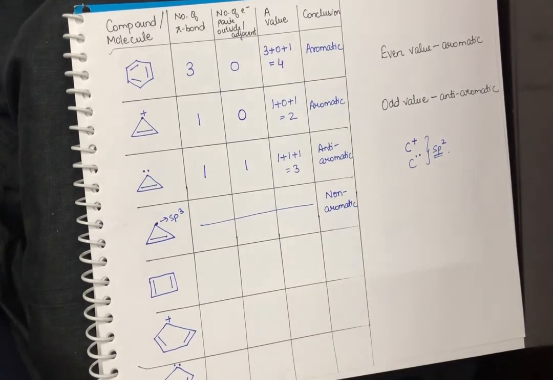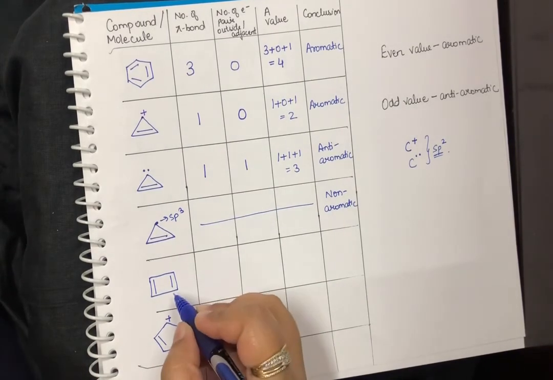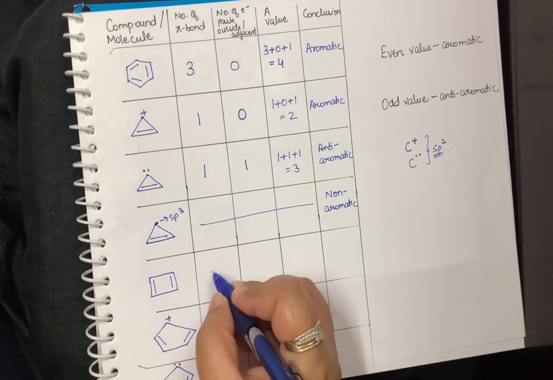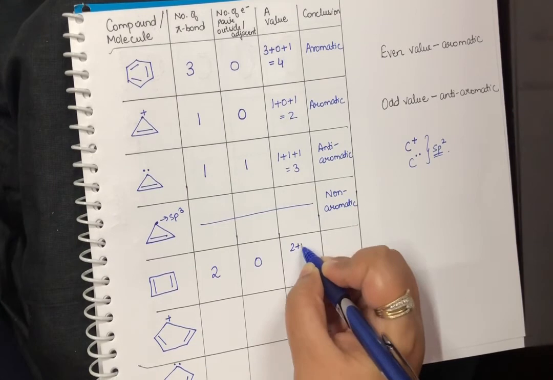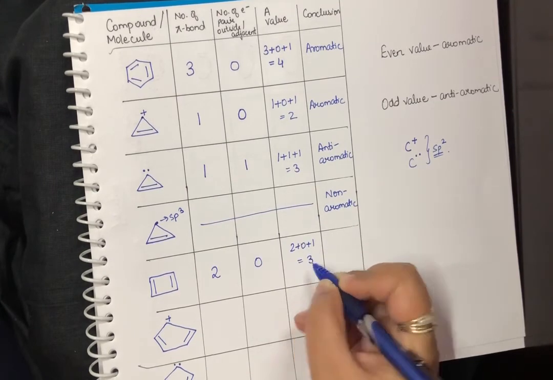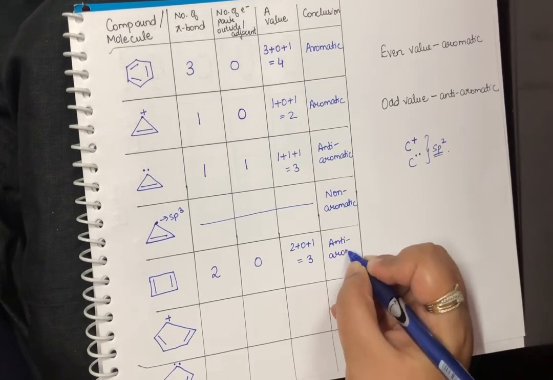So the moment you see a carbon which is sp3, you can directly say that this compound is non-aromatic. Now if I talk about this, how many pi bonds are there? There are 2 pi bonds. Any electron pairs outside? No. So it is 2 plus 0 plus 1, which is 3, and it is again anti-aromatic.